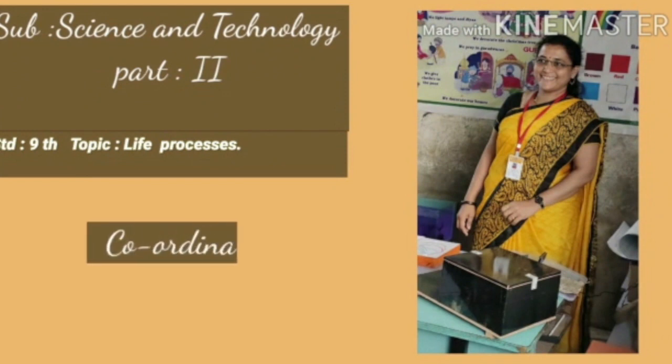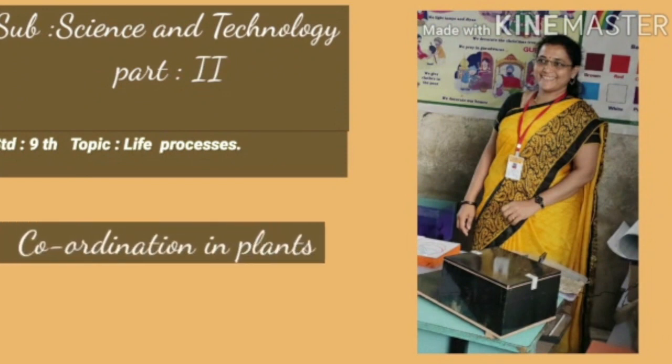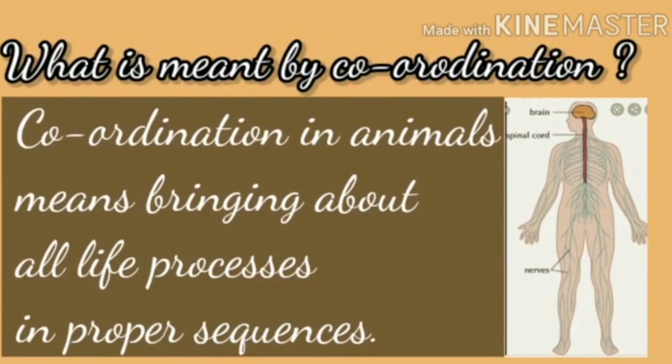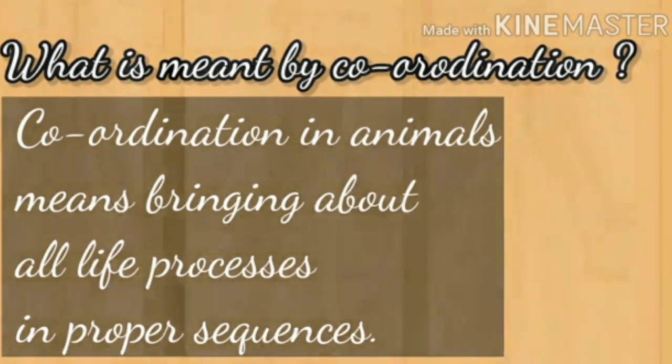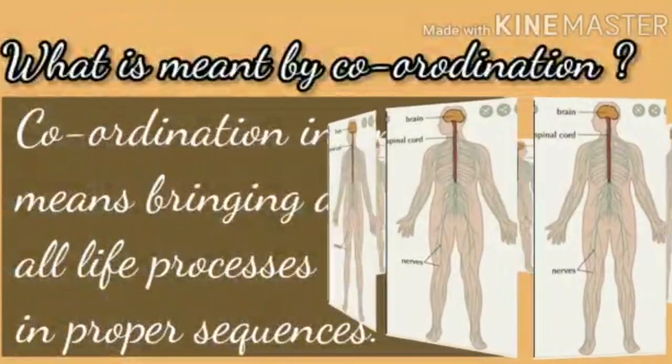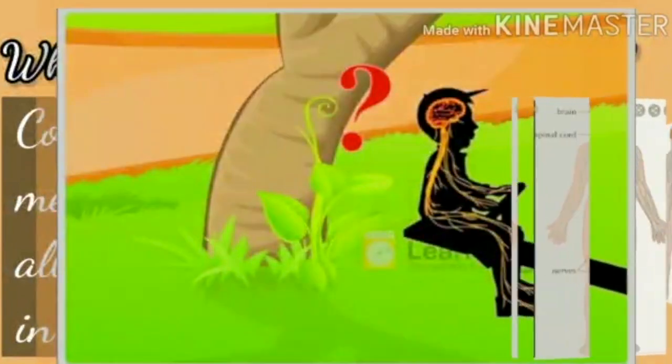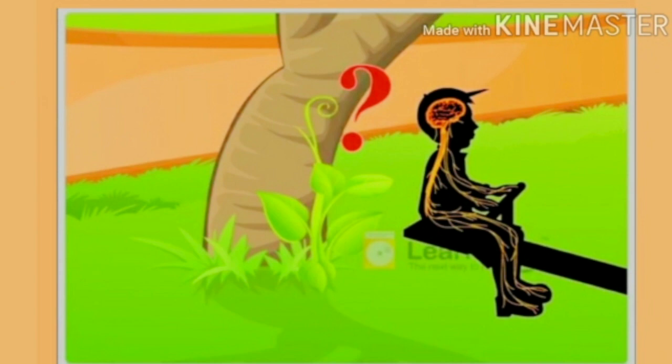Today we will learn coordination in plants. What is meant by coordination? Bringing about different processes in proper sequence is called coordination. A special type of nervous system is present to coordinate all the life processes which are taking place in animals.